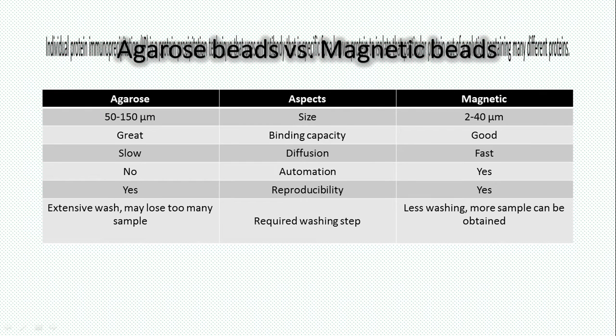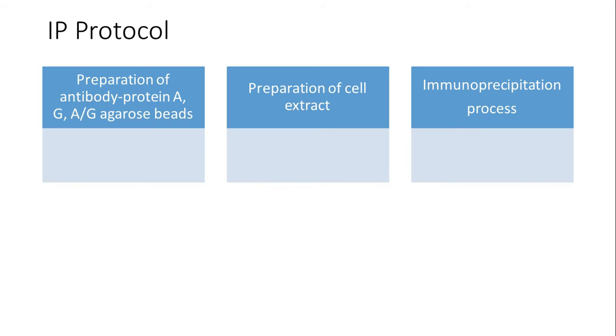There are several aspects that need to be considered when choosing between agarose beads or magnetic beads. Agarose beads have a larger surface area compared to magnetic beads. Thus, agarose beads have a greater binding capacity compared to magnetic beads. On the other hand, magnetic beads have a faster diffusion rate compared to agarose beads since they have a smaller surface area. Agarose beads also tend to need extensive washing which may lose too many samples, while magnetic beads require less washing, hence more sample can be obtained.